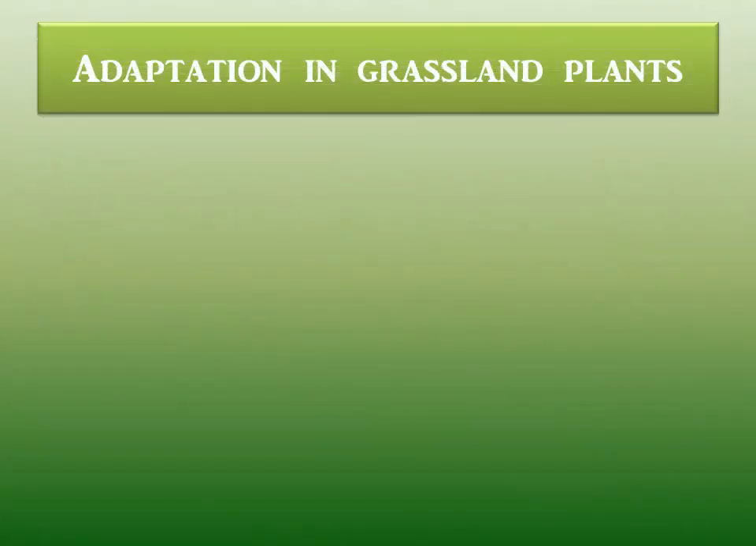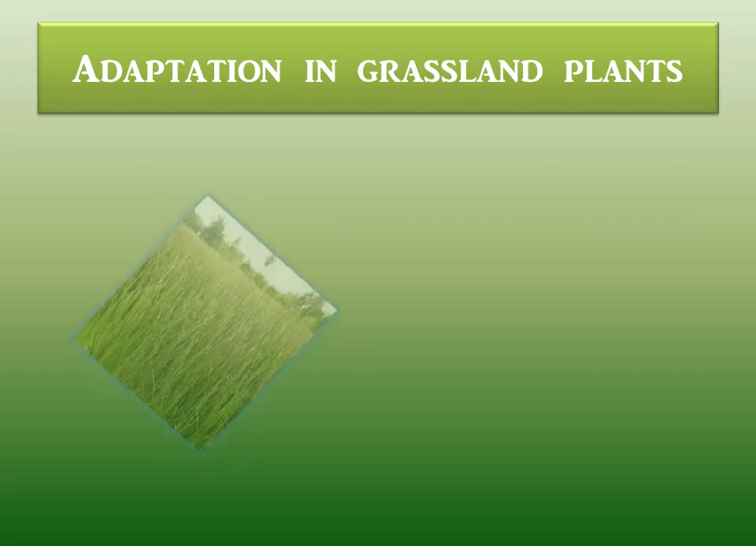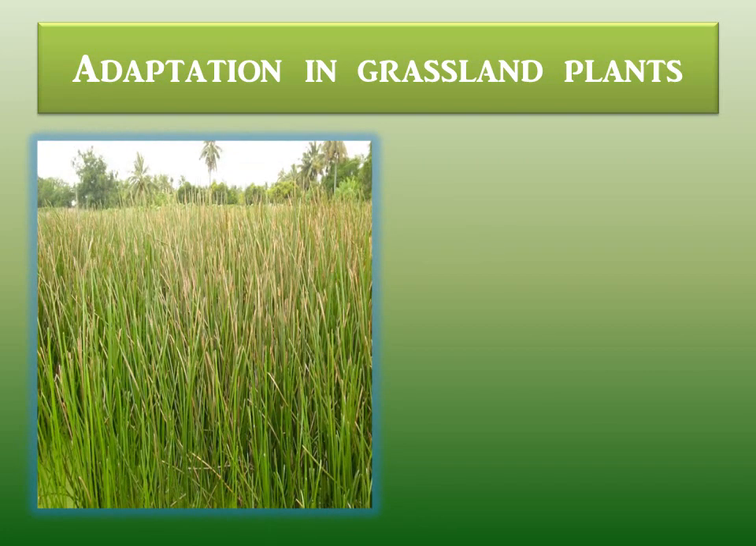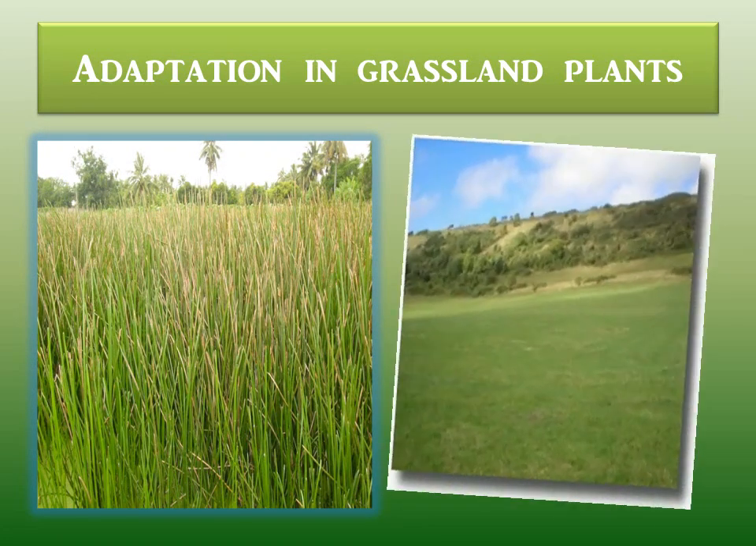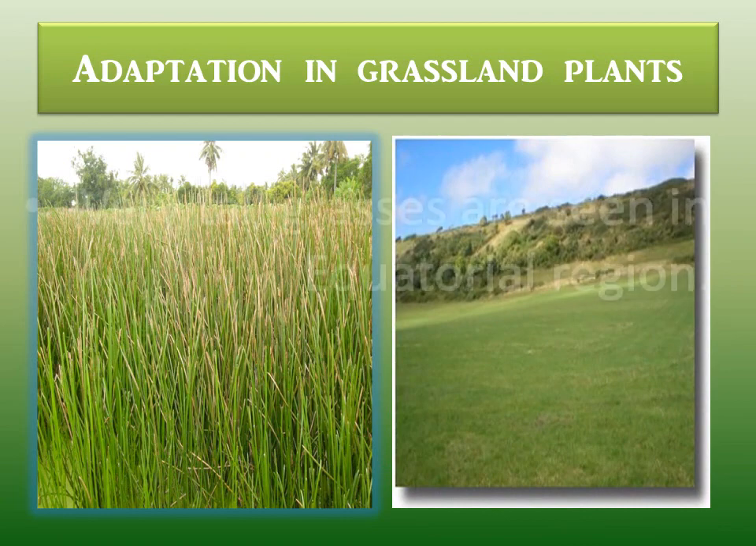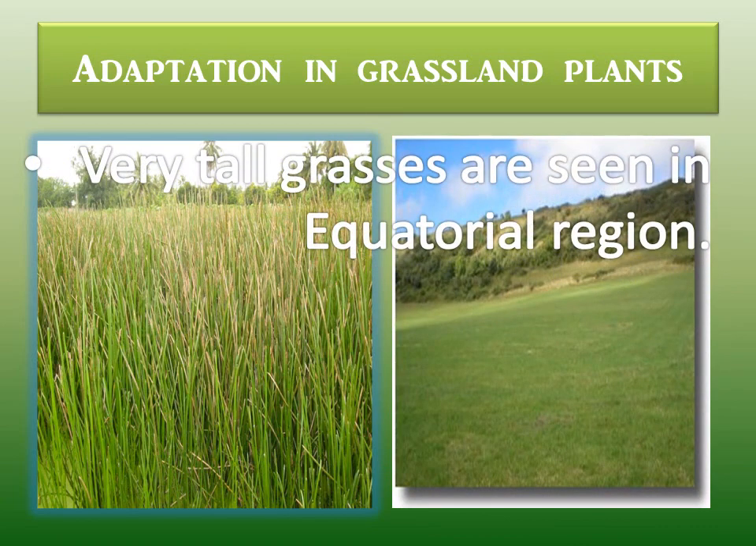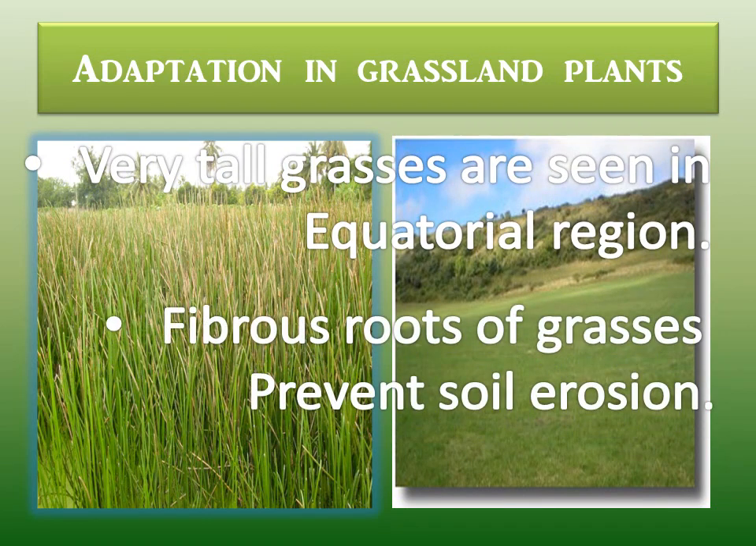Adaptations in grassland plants. Bushes and grasses of diverse types are seen in grasslands. Very tall grasses are seen in the equatorial region. Fibrous roots of grasses prevent soil erosion. Animals like tigers, elephants and deer can remain hidden in these grasses. However, grasses in cold regions are very short.